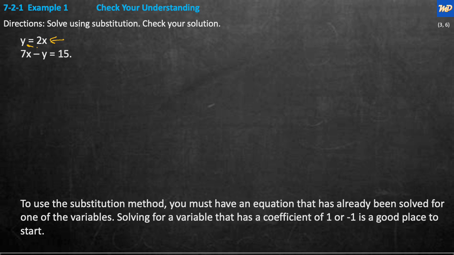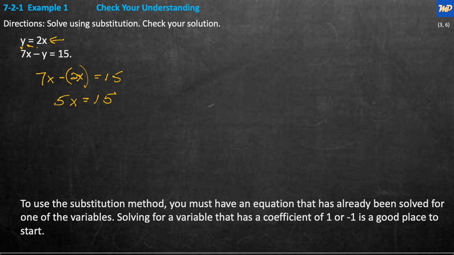We're going to substitute 2x for y. And so we'll go to the second equation, and we're going to say 7x minus 2y, 2x rather, sorry, 2x, okay, because I substituted the 2x for y, is equal to 15. Okay, so now what do I have over here? I have 7x minus 2x equals 15. So 7x minus 2x is equal to 5x is equal to 15.